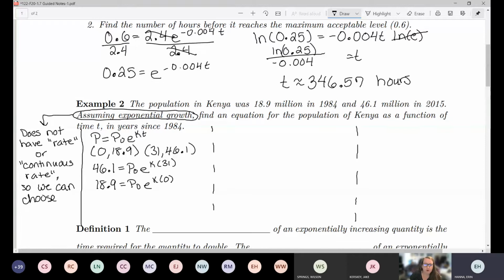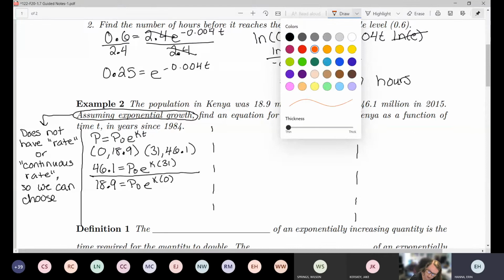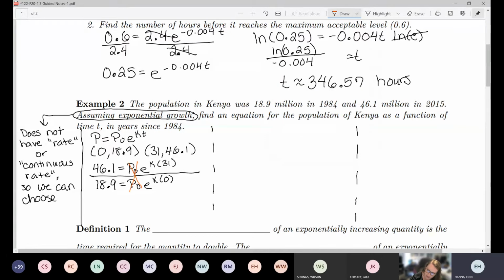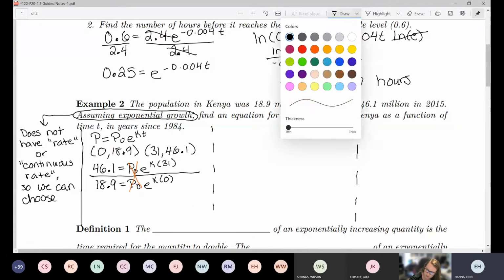So once we wrote them both in that format, we could divide the 2 equations. And remember, the point of doing that was to get the P naughts to cancel out because we have too many unknowns at this point.